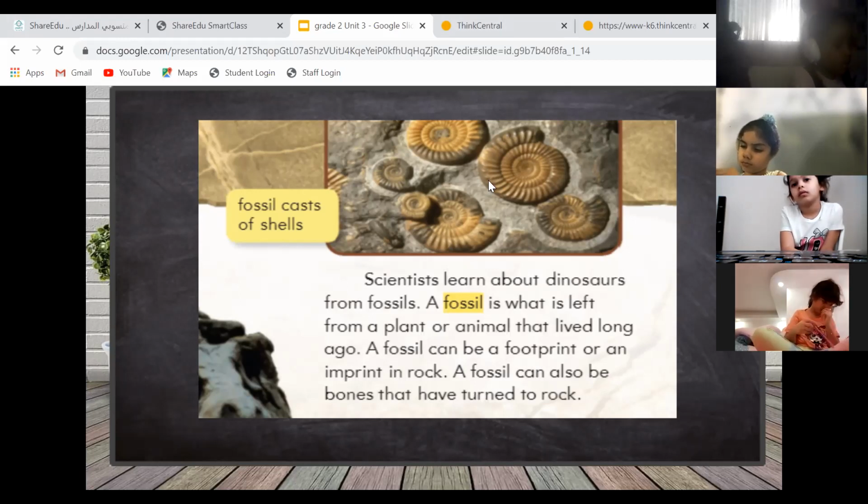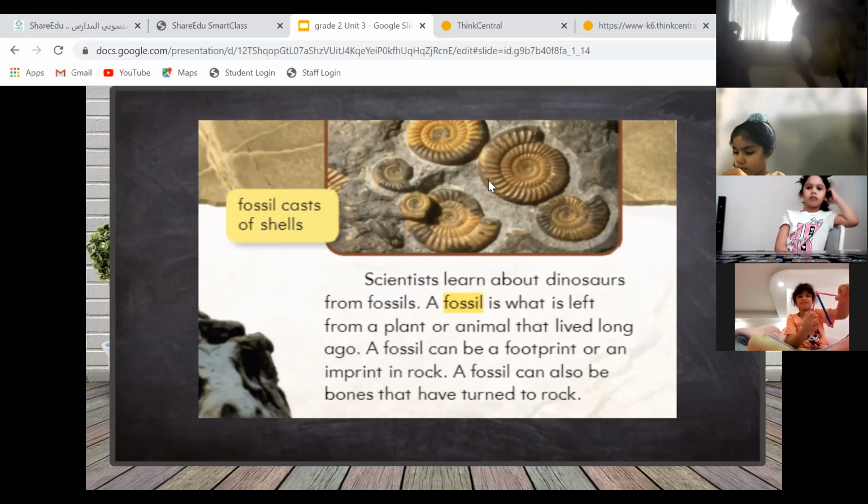So this is a fossil. And it lived a long time ago. From a long time ago it was there on the rock, but it died. After it died, mud and sand covered this shell until it turned to a rock.